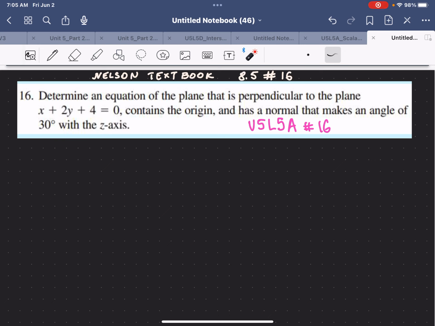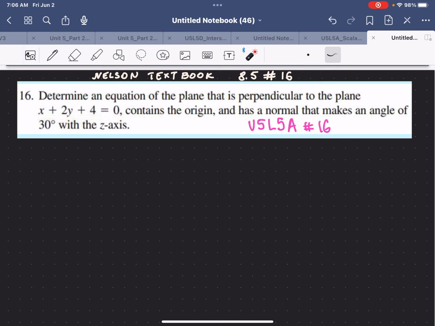So let's read the question a second time and try to sort out the information given. We are asked to find an equation, and whenever you are asked to find an equation or a variable, chances are there is more than one possibility, so more than one solution. We are trying to find an equation of a plane that is perpendicular to the plane x + 2y + 4 = 0. This is a given plane, and we are trying to find the equation of a plane that is perpendicular to it. So we are dealing with two different planes.